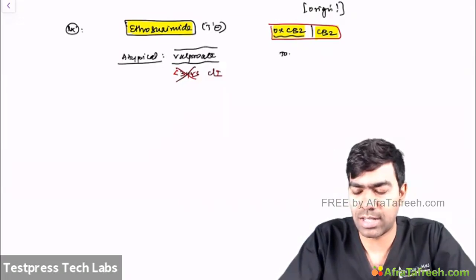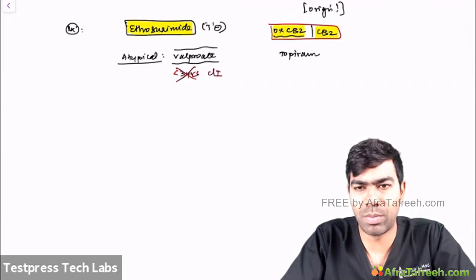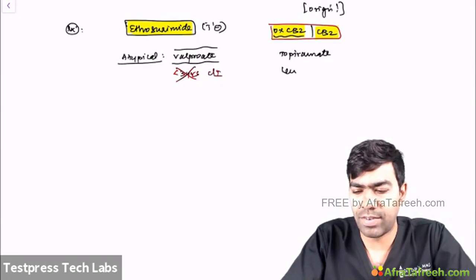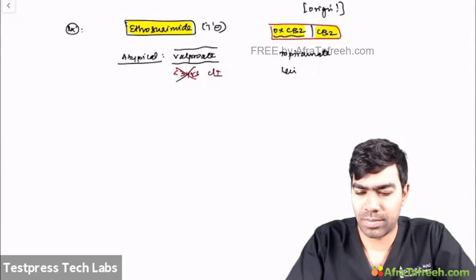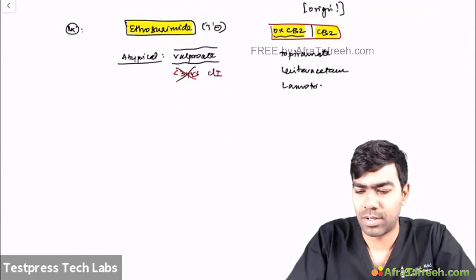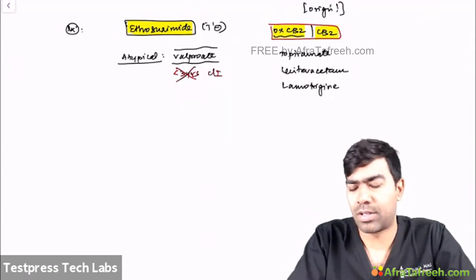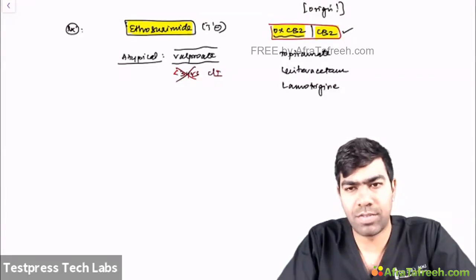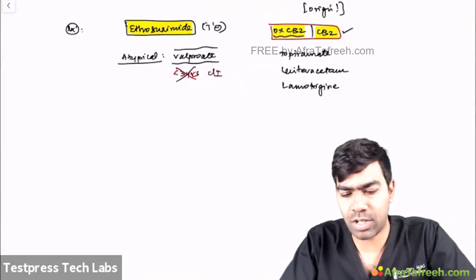You can use other second-line drugs like, for example, topiramate can be an option. Levetiracetam can be an option, or even lamotrigine could be an option. Clear? But of course, for any focal seizure, the first line drugs will be carbamazepine and oxcarbazepine only.